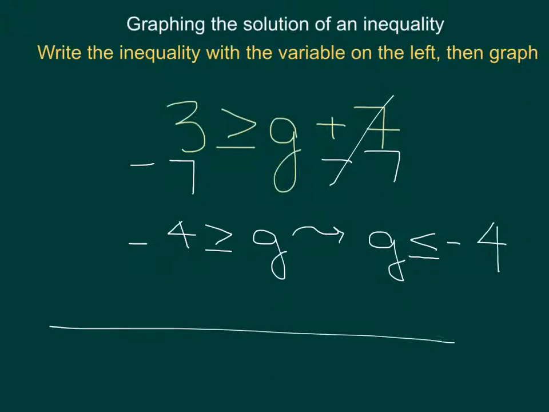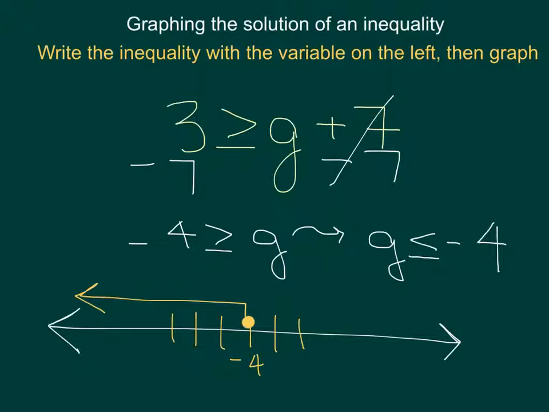So now to graph this, since it's including the negative 4, then we know that we're going to have a solid dot above the negative 4. So I'm just going to draw my negative 4. I'm going to put a solid dot over the negative 4 because it's including it, and then it wants all the numbers less than negative 4. So all the numbers less than negative 4 would make this stand true.